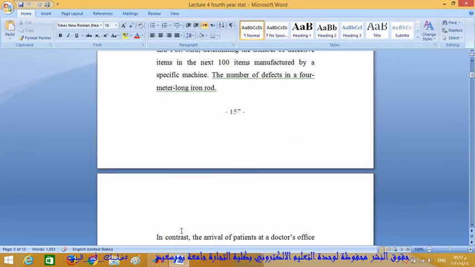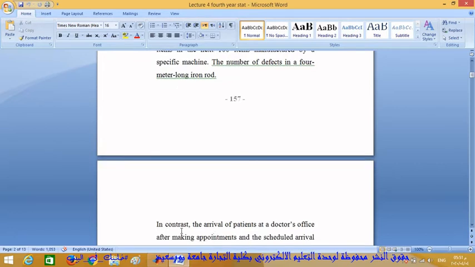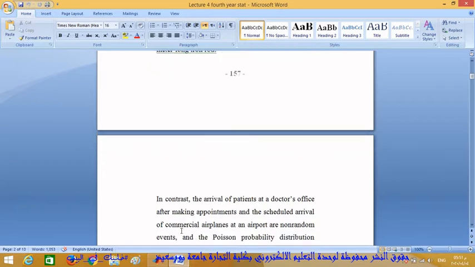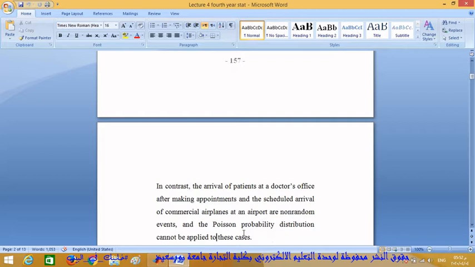In contrast, the arrival of patients at a doctor's office after making appointments, and the scheduled arrival of commercial airplanes at an airport are non-random. Why? Because it's known in advance when this event will occur. It follows a schedule. Okay? So this is not a random event. And the Poisson probability distribution cannot be applied to these cases.